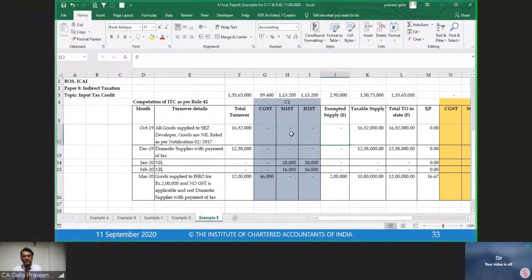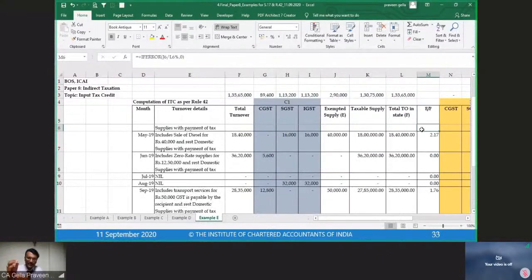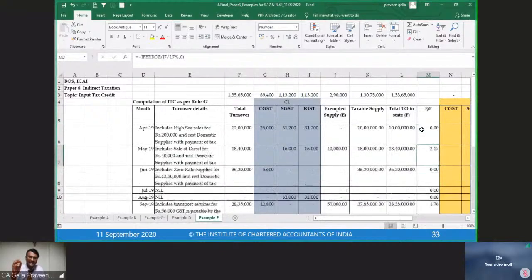Okay. Now I'll go one step further. Please do it with me. See, why I have picked up Excel. This is easy. This is convenient for you to solve. Practically, when you do on the paper, it will be little time consuming, but you will learn properly.